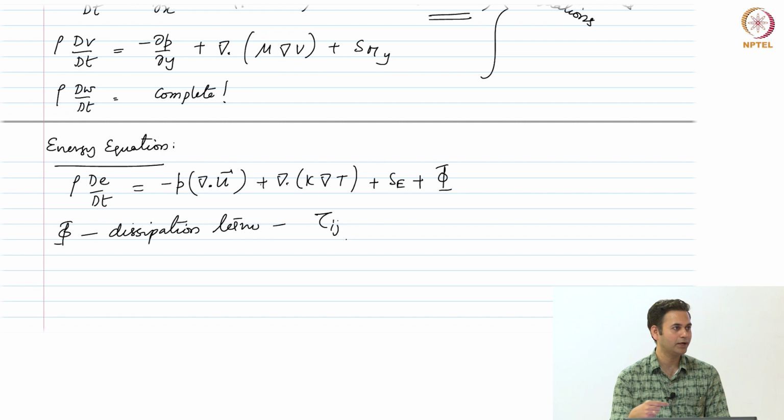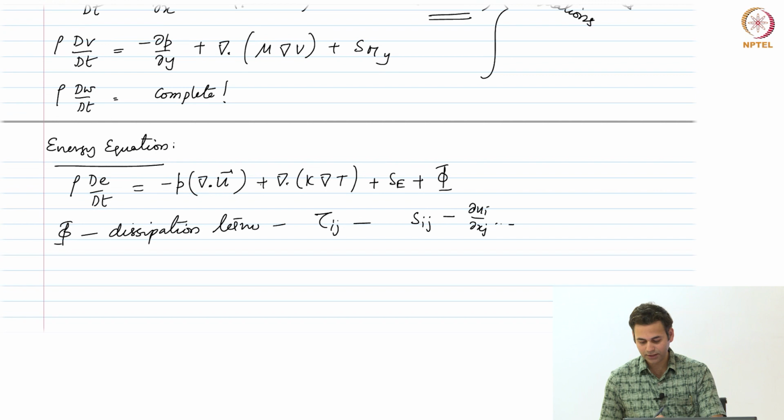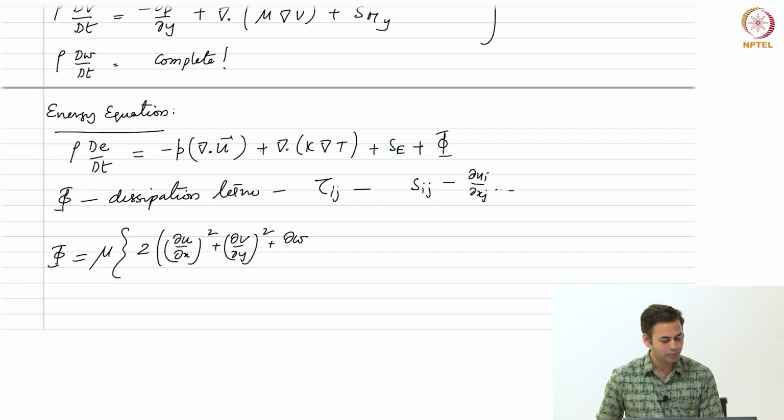We had several terms. Now, what you have to do is plug in the tau ij viscous stresses in terms of the strain rates, to eventually get all these terms in terms of partial ui by partial xj and so on, okay? If you do that, what you would see is phi would read as mu times 2 times [partial u partial x square, partial v partial y square, partial w partial z square], okay?